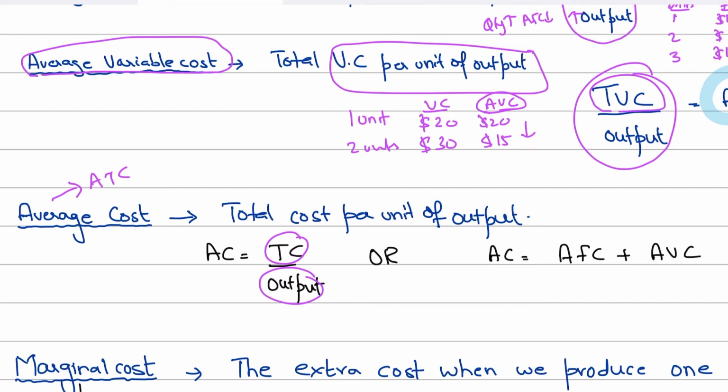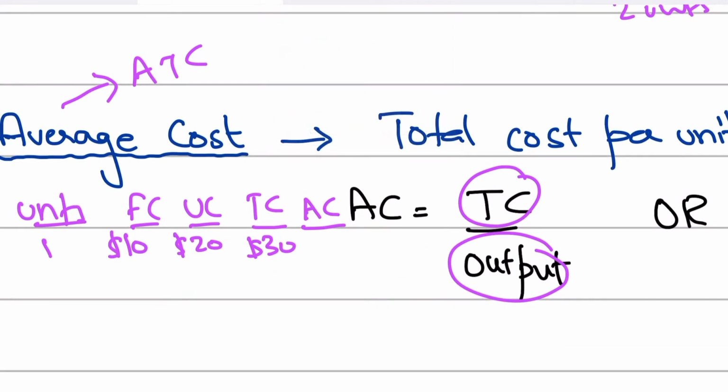So if you take units here, you take fixed cost, variable cost, and total cost here. If you're producing 1 unit, the fixed cost is $10. Let's say the variable cost is $20. The total cost is $30. So the average cost would be how much? The average cost would be 30 divided by 1, which is 30.